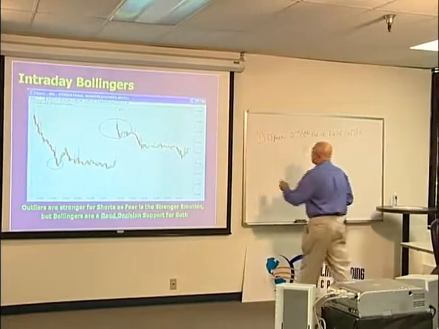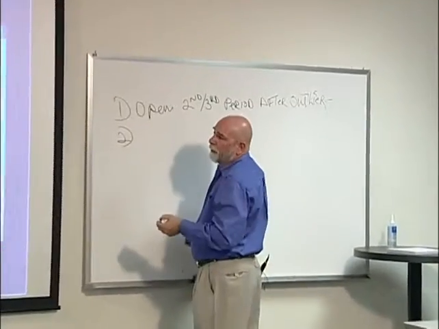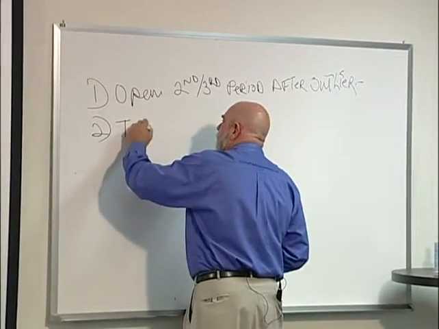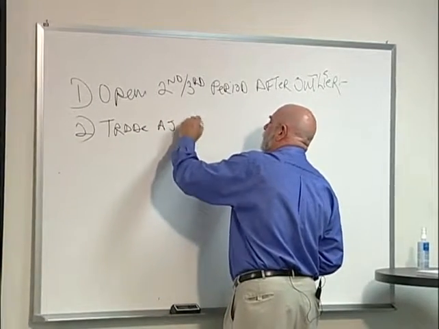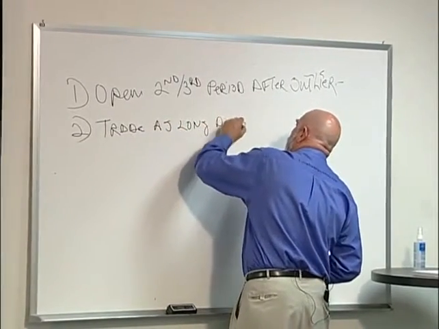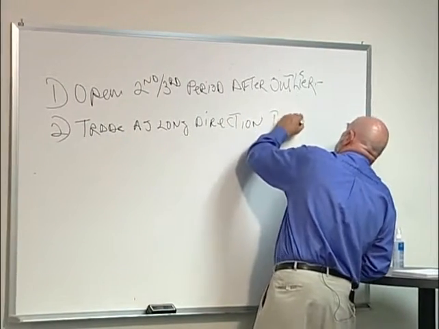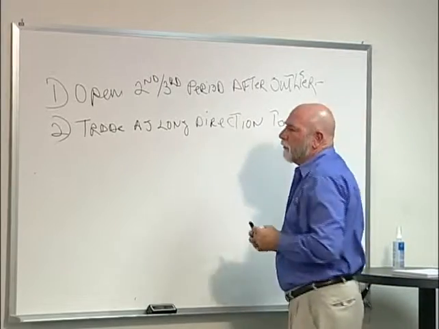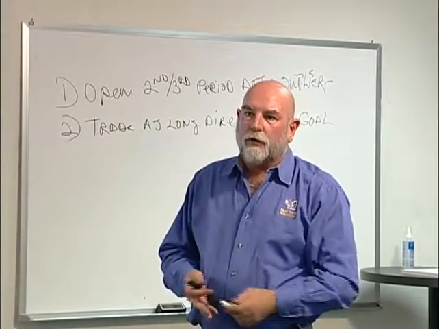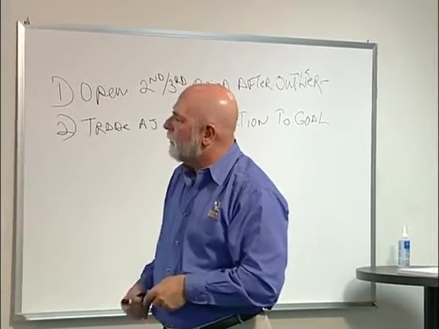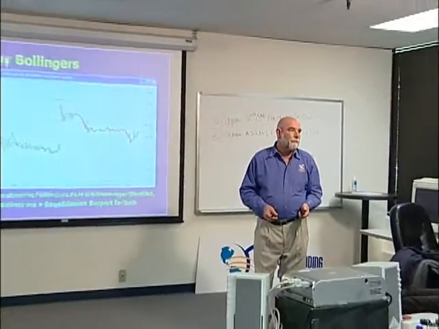Number two, trade as long as direction to goal. Well, what is our goal? Our goal is the other side of the line. So as long as the trade continues to move in the direction of my goal, I am happy.